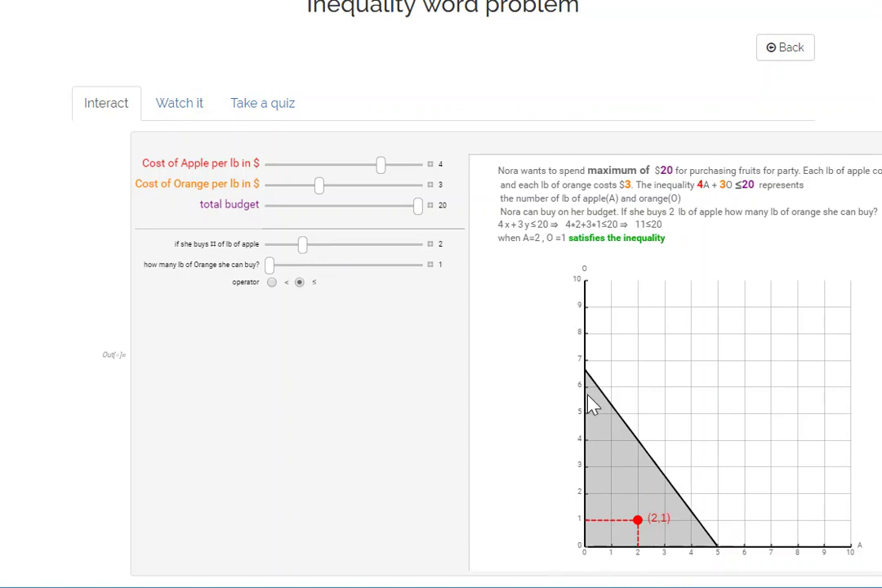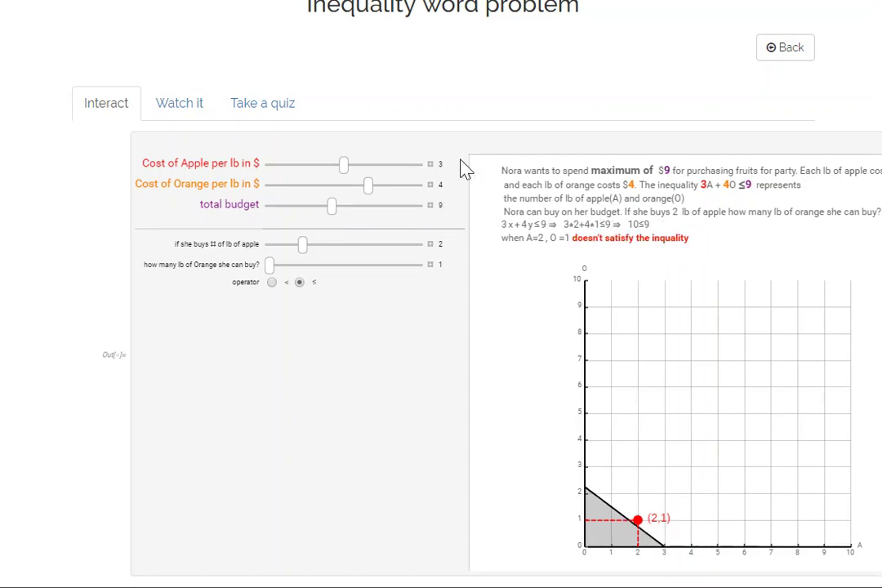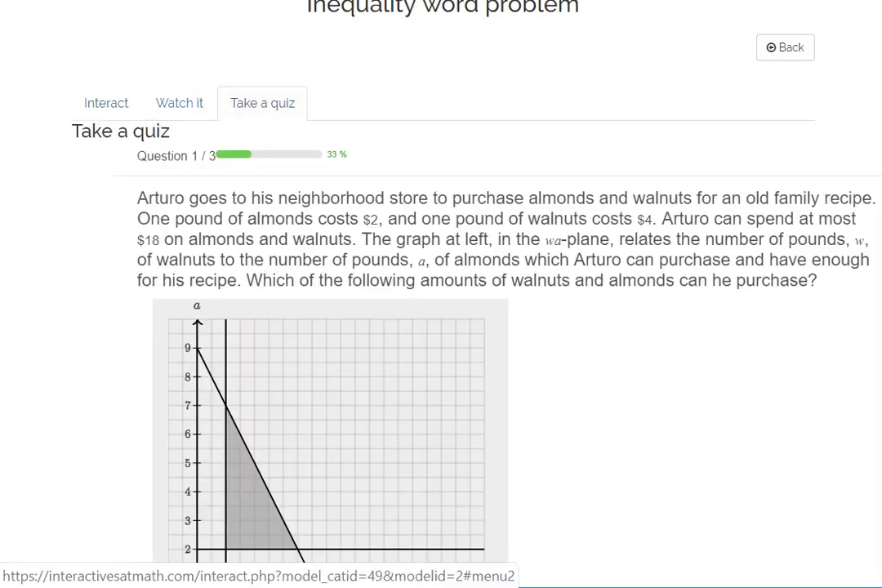So any point in this region will satisfy the inequality, and if anything is outside of it, then this inequality will not be satisfied. So now you can interact with this. You can change the cost of the apples and oranges and change the total budget. Now this point doesn't satisfy the inequality. So as long as the point is inside the region, then the point satisfies the inequality. Now go back to the test questions.